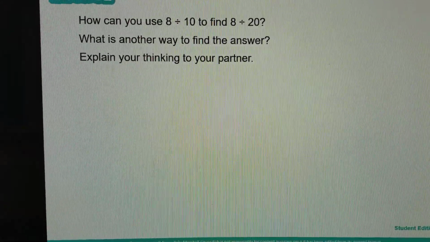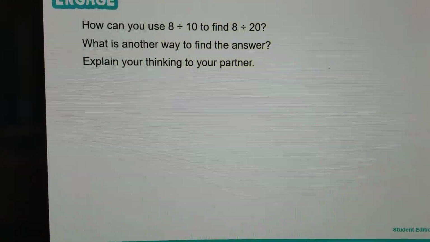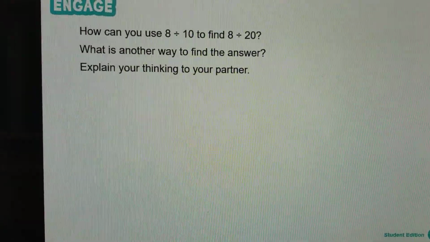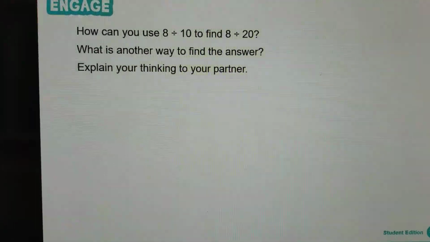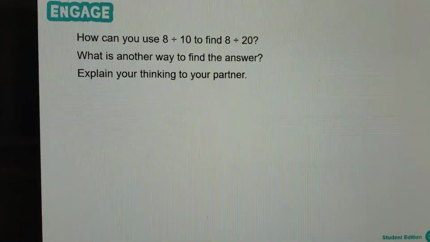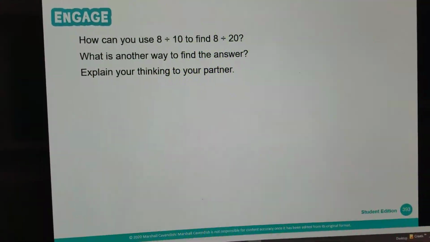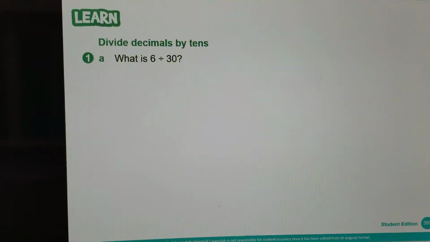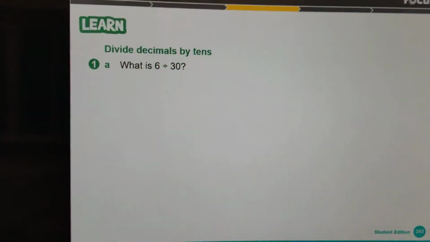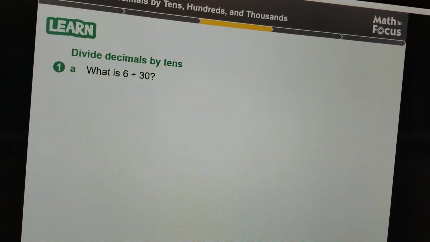How can you use 8 divided by 10 to find 8 divided by 20? So I want you to think about this problem before we continue the problems that are coming up. Because the 8 divided by 10 would mean 8 would become 10 times smaller. But what about 8 divided by 20? Okay, so what is 6 divided by 30? I'm going to show you this on my board, and then I'll show you what's on the screen.